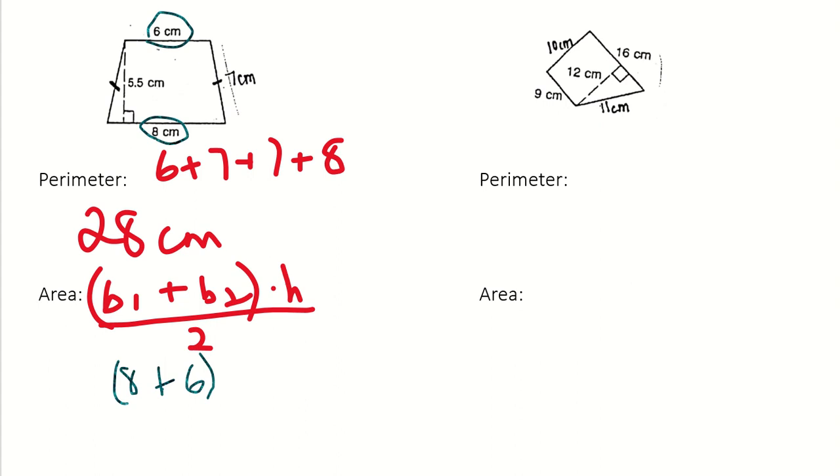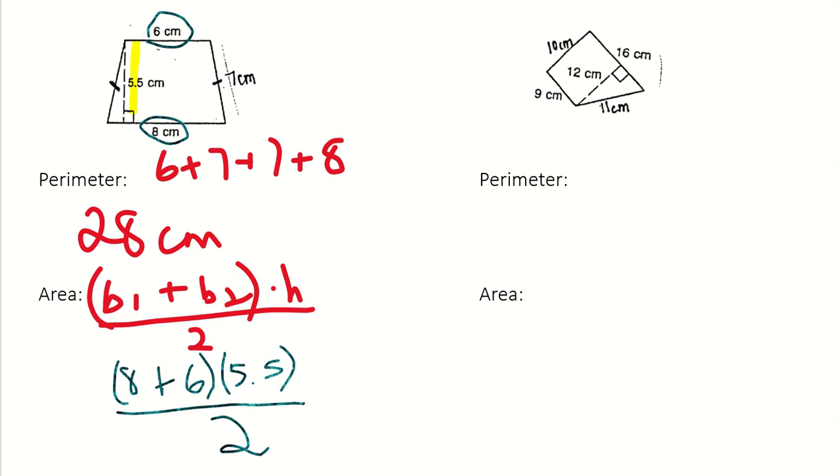Remember, the height is always the dotted line, so it's 5.5. And I can put that in parentheses as well. All of that divided by 2. Okay, so make sure you followed along so far, because all I did was write the general formula and then I plugged in each number where it belongs. That's all I've done. Writing that general formula helps guide you.